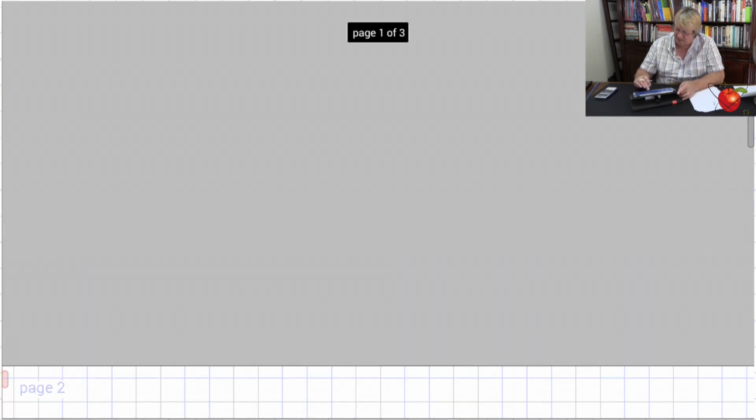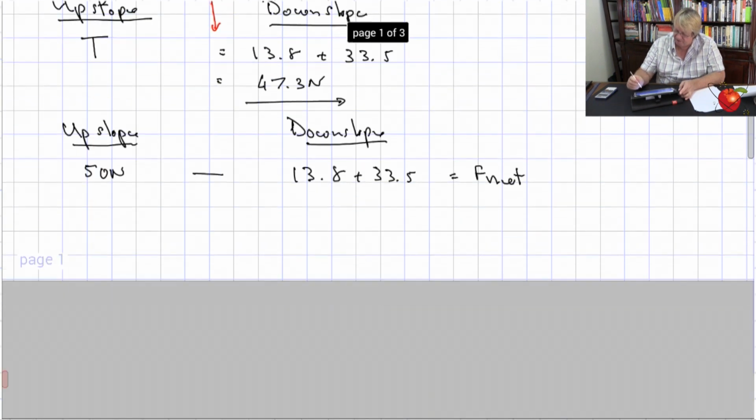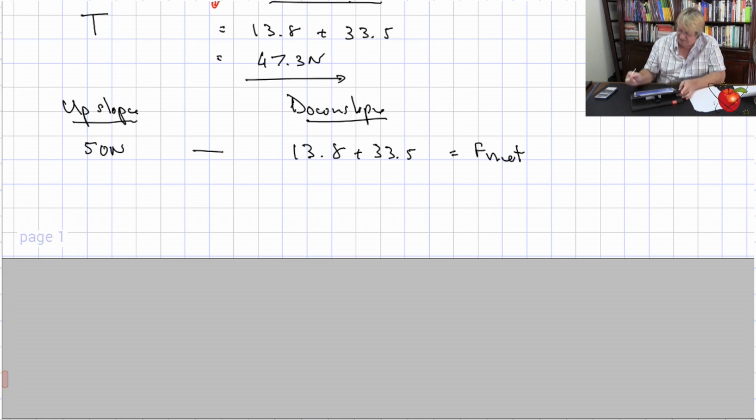Now, let's have a look what is going to happen now. In essence, what have we got? I can't put them equal anymore because up the slope is more than down the slope. So I subtract to give us an F net. And what do we get if we work this out? F net is going to be 50 minus that lot. I've worked it out here. It comes to 2.7.